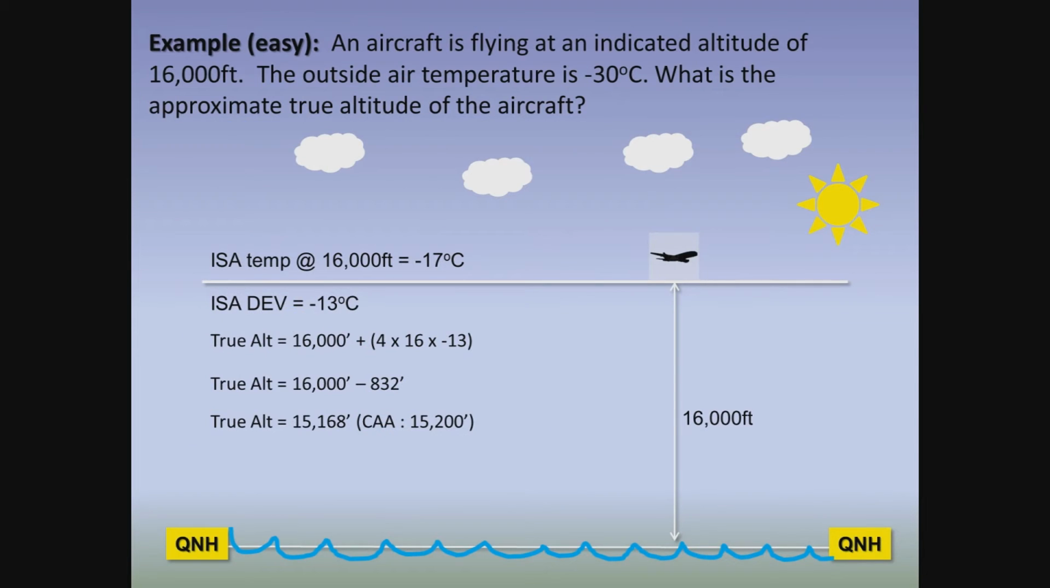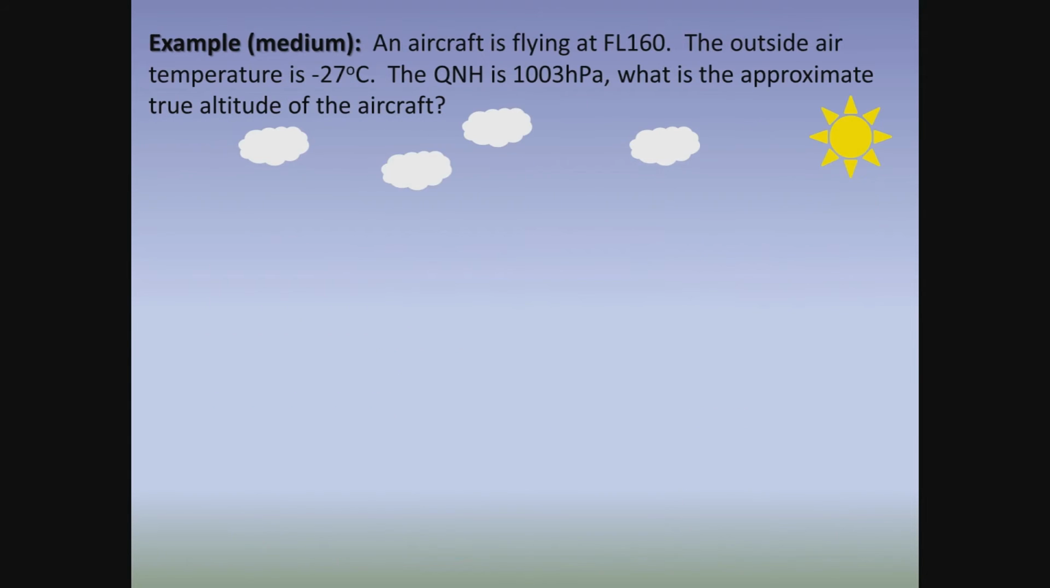Okay, so let's now look at a slightly more tricky example. So here we have an aircraft which is flying now at flight level 160. The outside air temperature is minus 27 degrees Celsius. The QNH is 1003. What is the approximate true altitude of the aircraft? Now, first thing we need to note with this question is that we are now given a flight level and a QNH, so we need to take into account both the pressure at sea level and also the pressure level at 1013, where the flight level is based on.